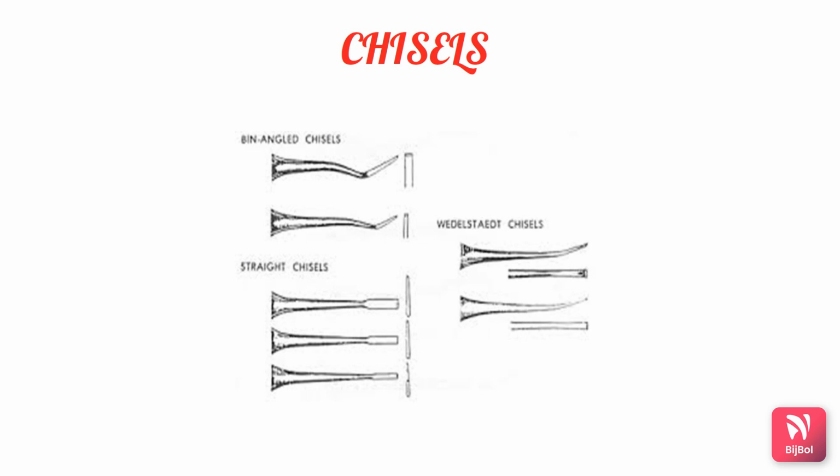Next is a mono angle chisel. This is similar to the straight chisel except that the blade is at an angle to the handle. It may be mesially or distally beveled. The other one is a Wedelstaedt chisel, which resembles a straight chisel and is a single plane instrument with a bevel on one side of the blade only. It helps for cleaving the undermined enamel.